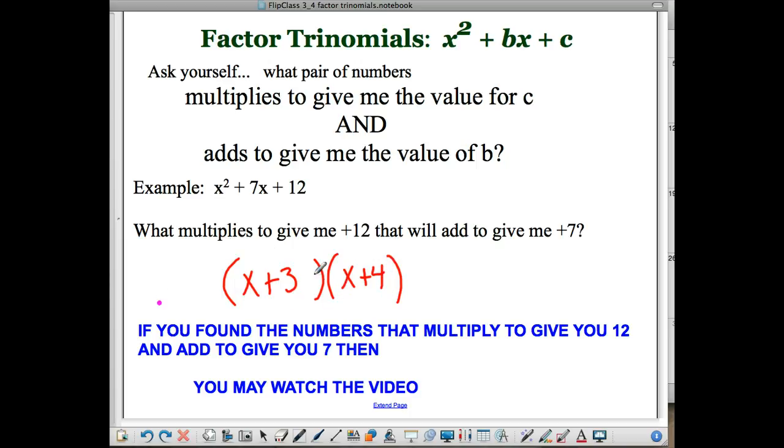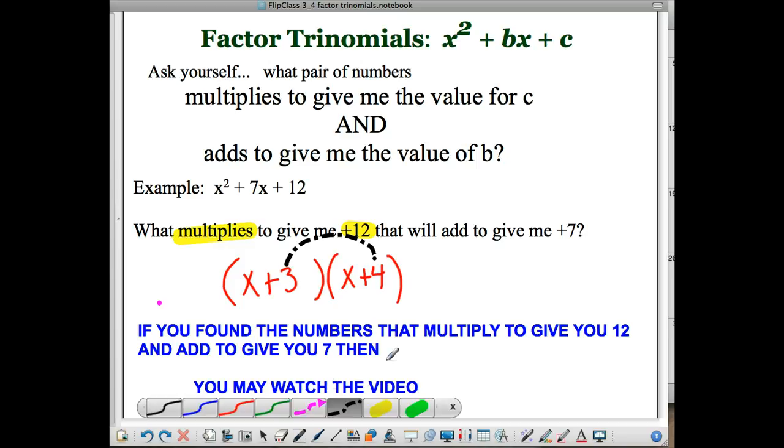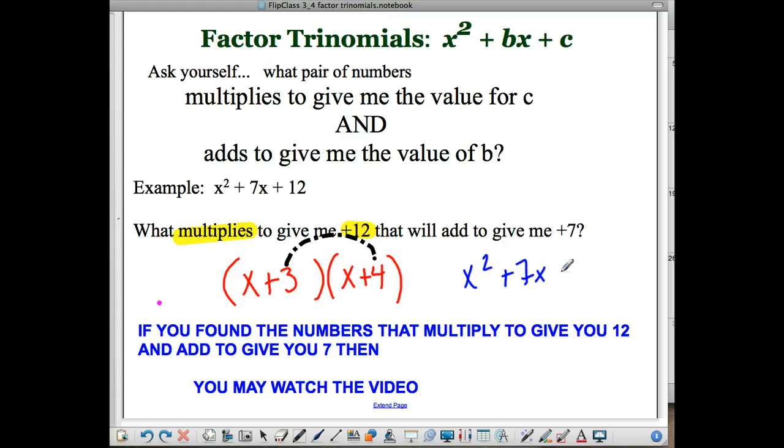You should have thought about this before the video. Here's an example. You actually just did it on the page before. So what multiplies to give me 12 and adds to give me 7? So why do we care about it multiplying to give me 12? Well, that's because when I FOIL this out, I have to end up multiplying these two, right? So we know that this answer ends up being x squared plus 7x plus 12. Okay, so when you FOIL this out, you get that plus 12 here.